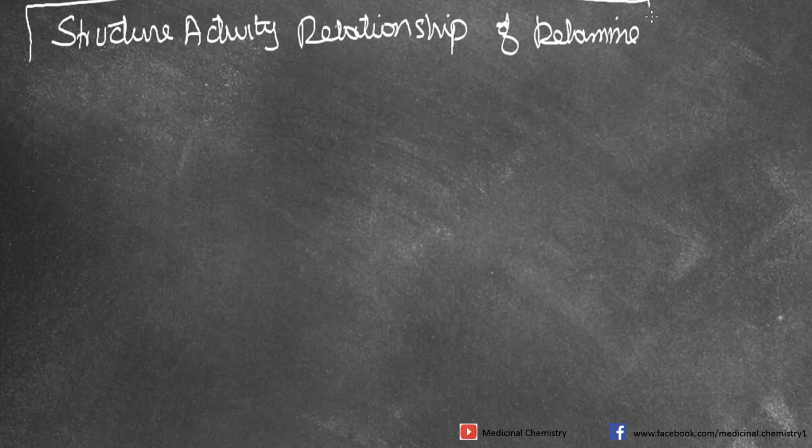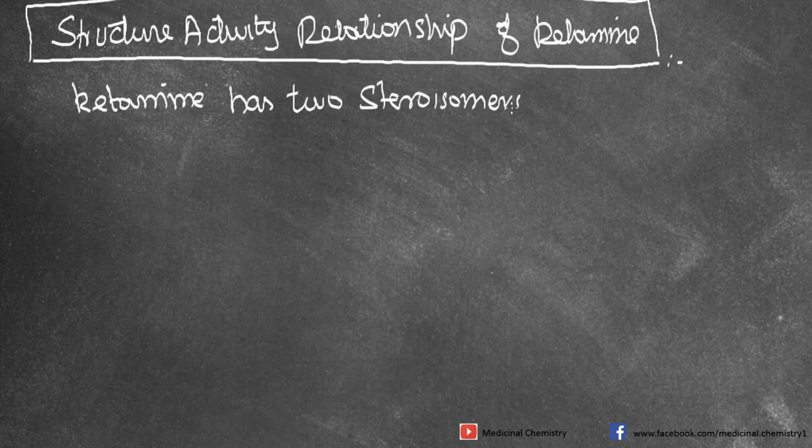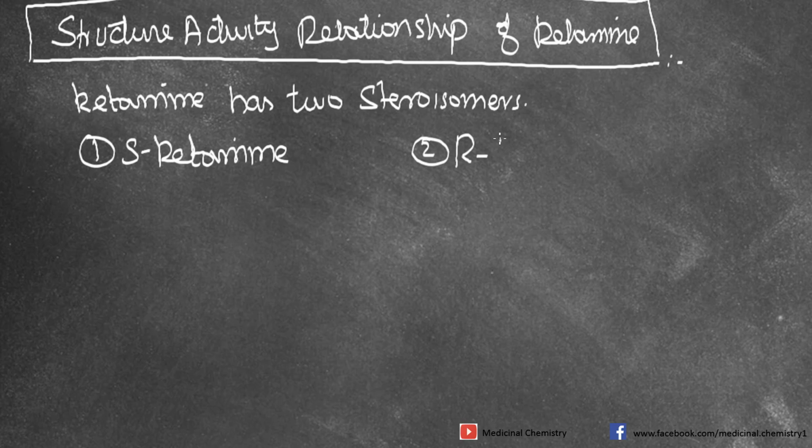The last important parameter of the structure of ketamine is the structure activity relationship, SAR, which is an important parameter to discuss in medicinal chemistry. In SAR, ketamine has two forms, two enantiomers, commonly known as stereoisomers. One is S-ketamine and the second is R-ketamine. I hope you have a clear understanding of stereoisomerism.